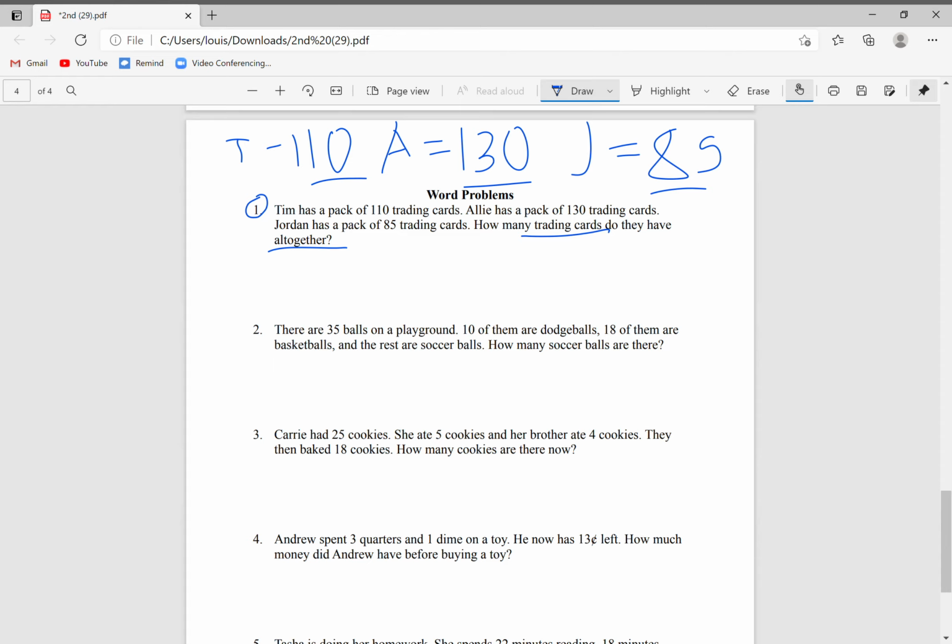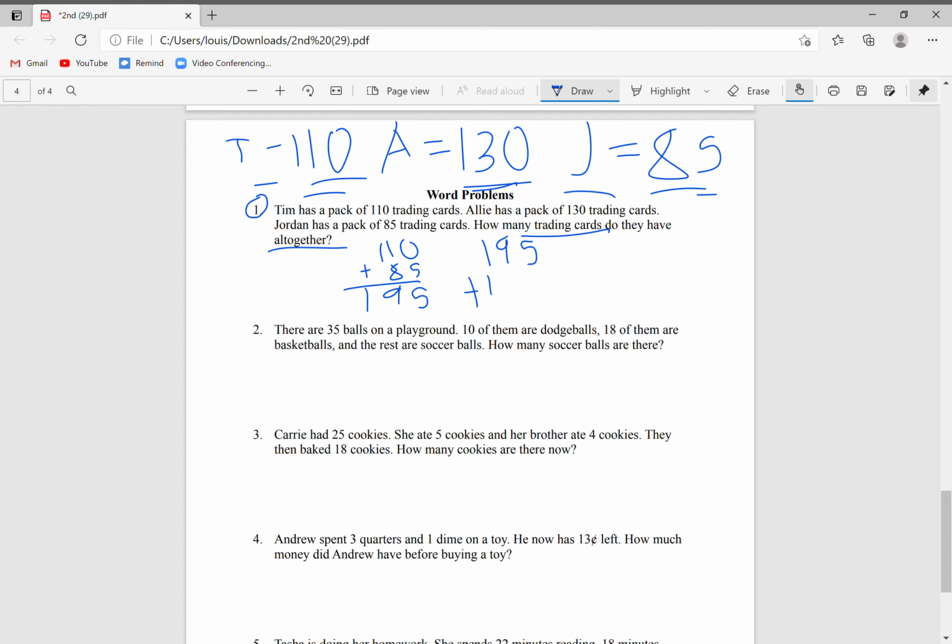Let's take it two numbers at a time. So 110 and 85, because those are the smallest numbers. So 110 plus 85 is 0 plus 5 equals 5, 1 plus 8 equals 9, 1 plus 0 equals 1, and you get 195 trading cards with Jordan and Tim's combined. And we also need to add Ali's because it's asking for the total number of cards.